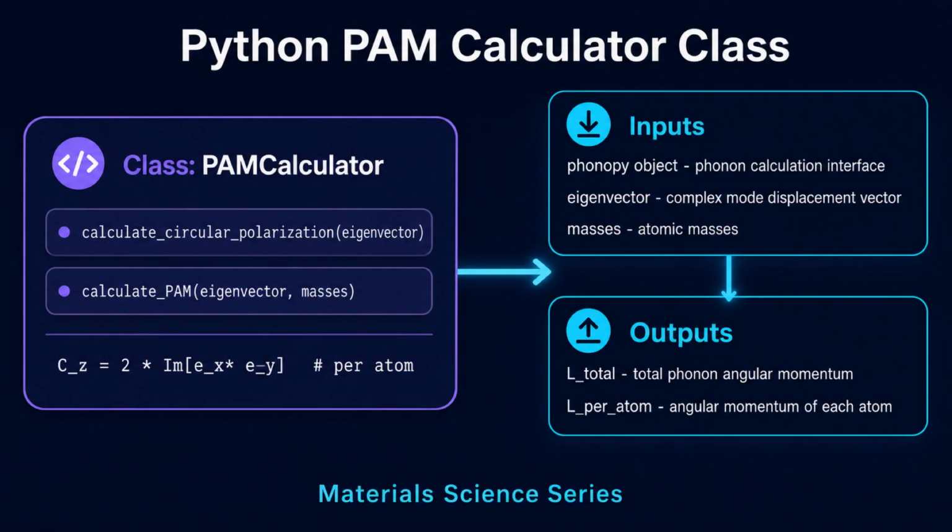We implement a Python PAM calculator class that takes a Phonopy object as input. The calculate circular polarization method computes C_z equals 2 times the imaginary part of e_x conjugate times e_y for each atom. The calculate PAM method performs the mass-weighted sum to obtain total and per-atom angular momentum. These functions form the computational core for analyzing phonon chirality.